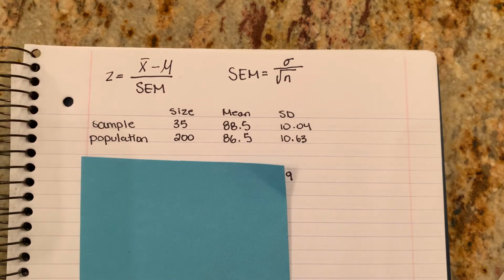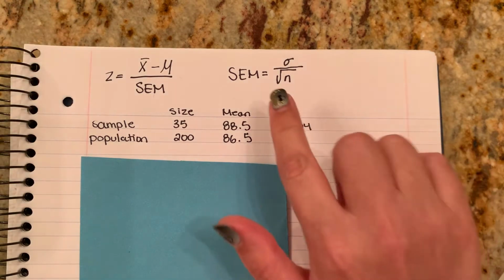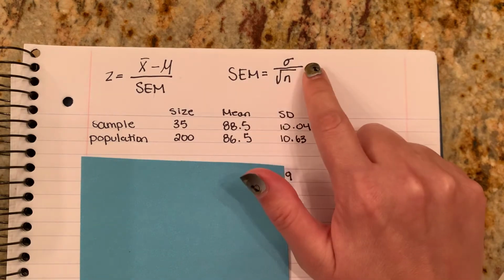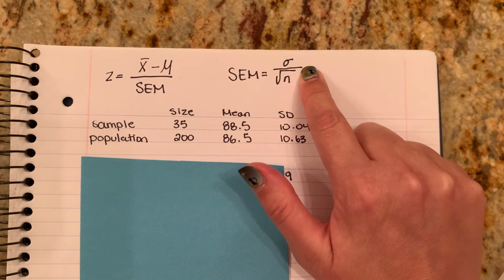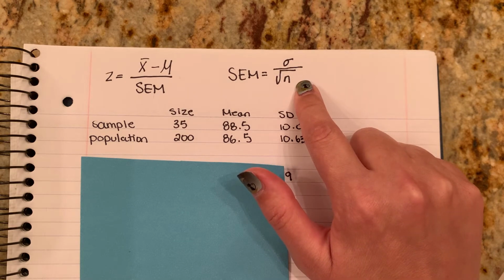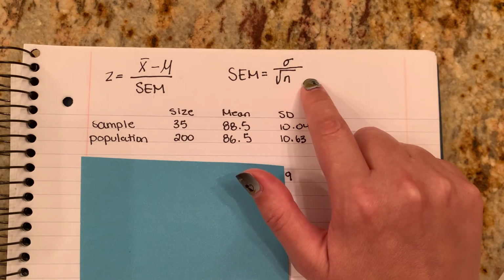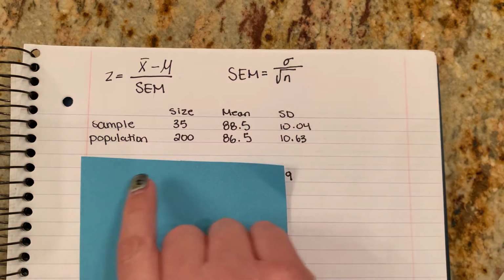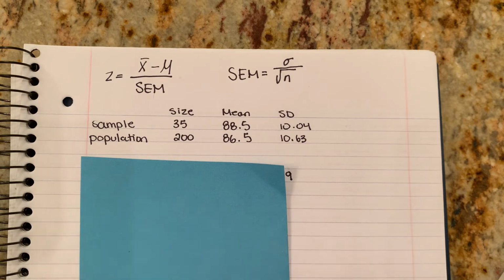So the standard error of the mean has its own formula, which is over here. See the standard error of the mean. This symbol represents the standard deviation for the population. And we're going to need to divide that by the square root of n, which you should recall n stands for the sample size. So here we have all the information provided that we need to solve for z.